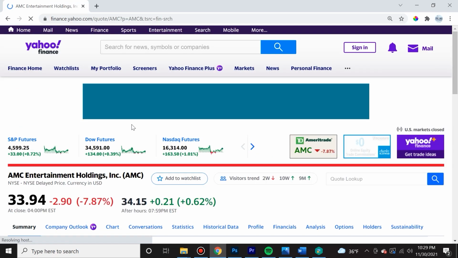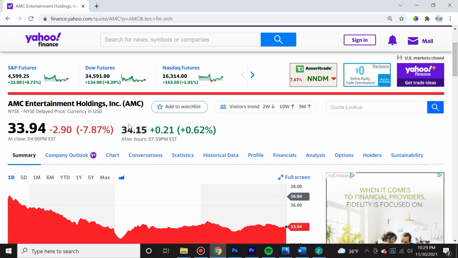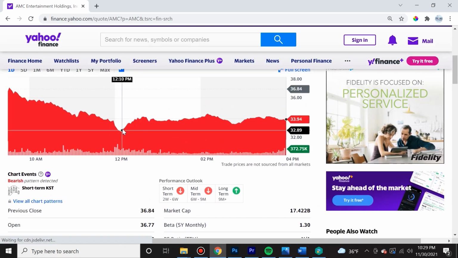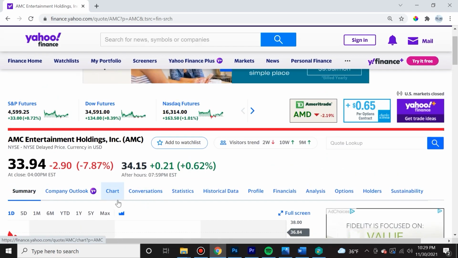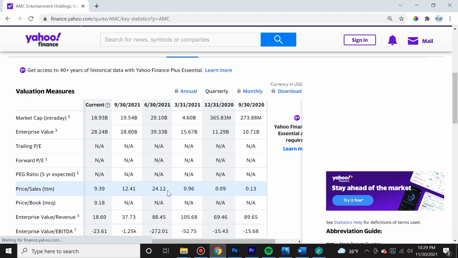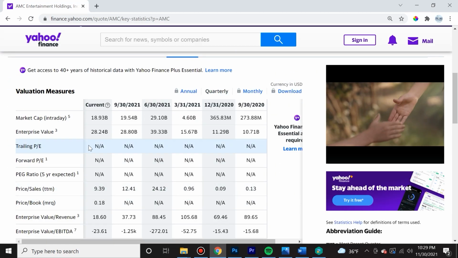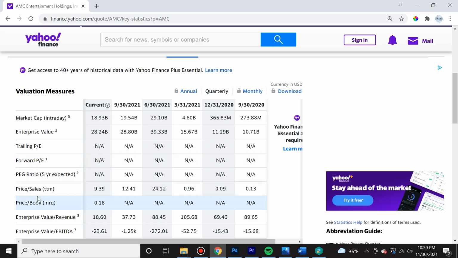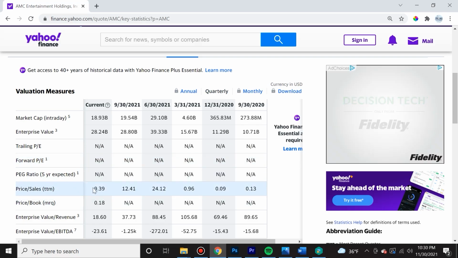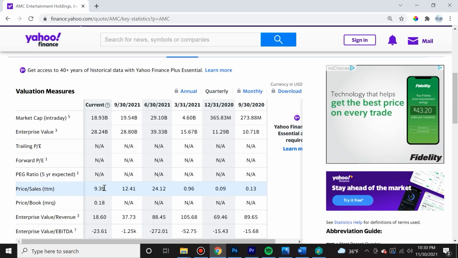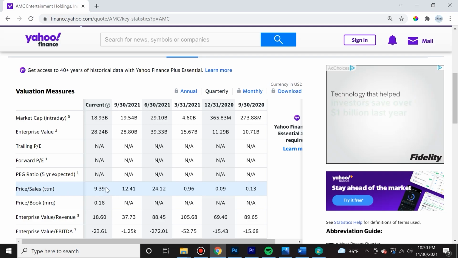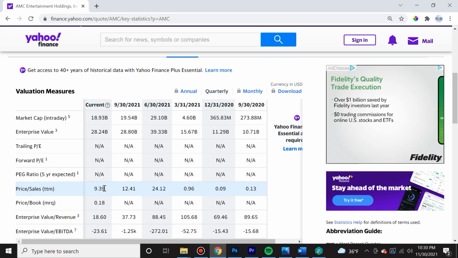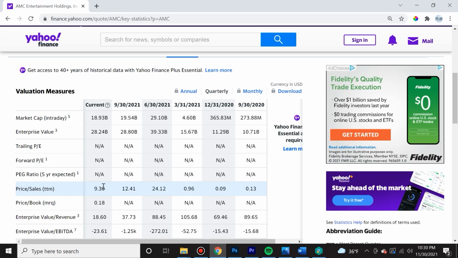Now, just for giggles, let's take a look at AMC's price to sales ratio. Remember, AMC, it's not a profitable company right now. So if we go take a look at the statistics, you will see that there's nothing listed for trailing PE or forward PE. However, if we take a look at price to sales, you will see they have 9.39. Now, generally speaking, and this is important, when using price to sales, you always want to compare it in the same industry, apples to apples. You don't want to compare apples to oranges.